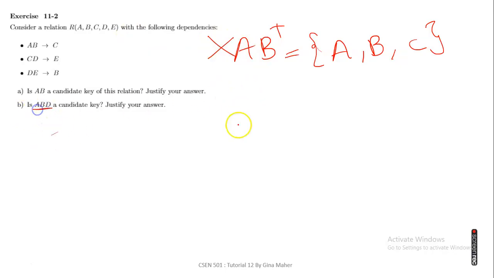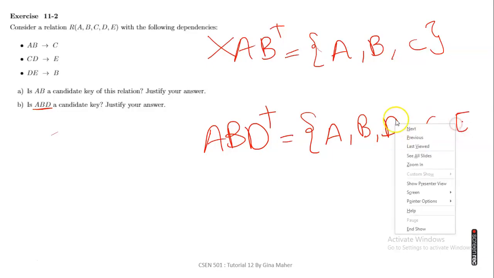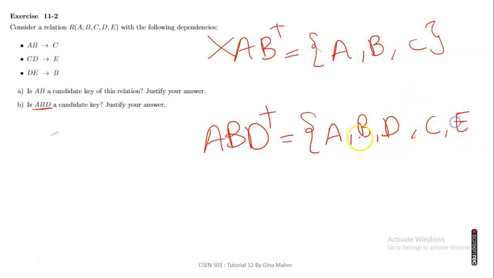Let's check ABD. Now, AB is there, so we can add C. CD together are there, so we can add E. DE are there, so we can add B, which is already there. So after the first rotation, we can check that all the attributes are found there. So this one can uniquely identify a relation.